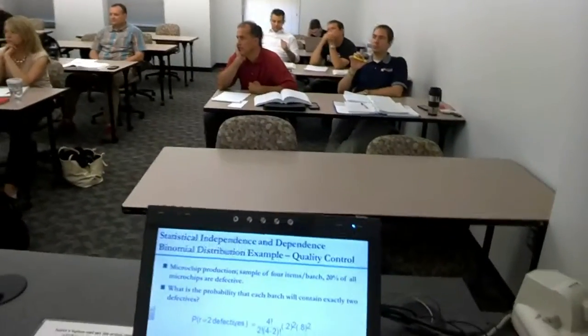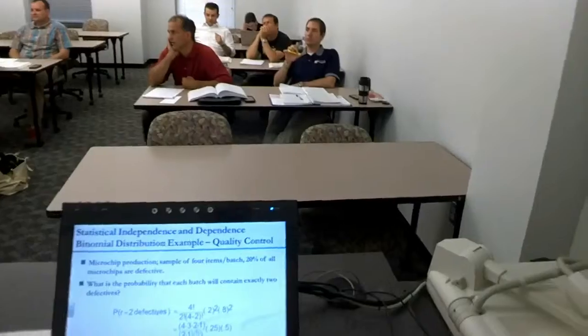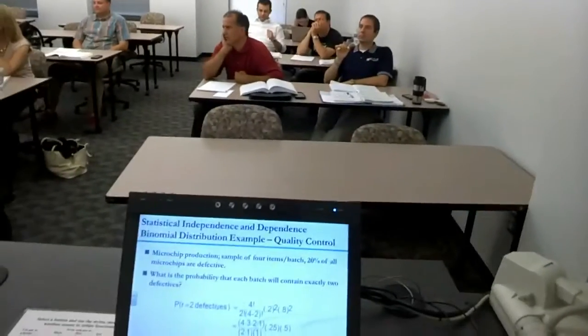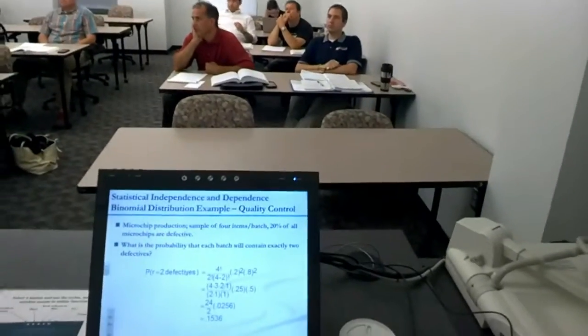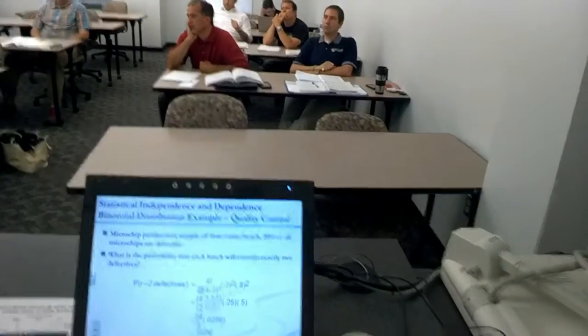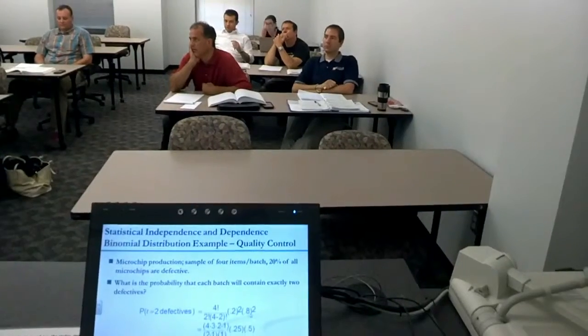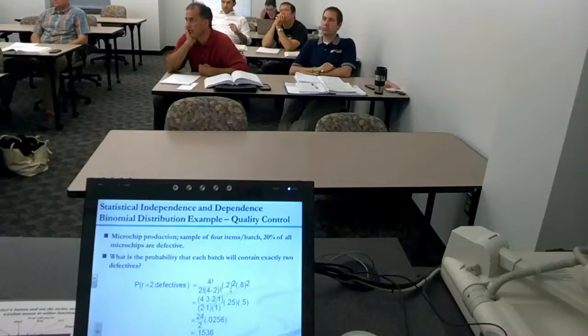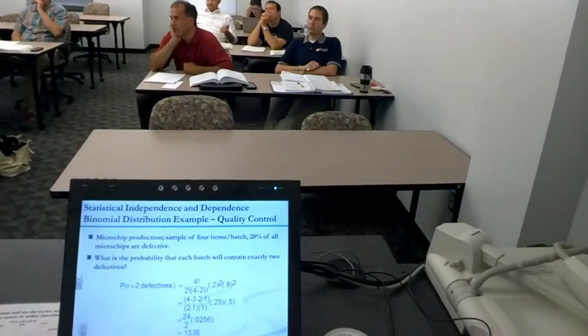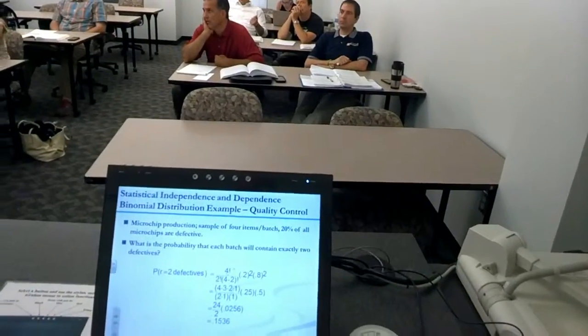So we have microchip production, a sample of 4 items, and 20% of all microchips are defective. So we make them, and we know 20% are defective. What's the probability that each batch will contain exactly 2 defectives, right? So exactly 2, here's where your 2 comes from. Where do your 20% and 80% come from? Because here in the batch of 4 items, 20% are defective. There's your 20%. What does that have to add up to? Where does this 2 come from? Here, right? And n minus r, 4 minus 2, right?